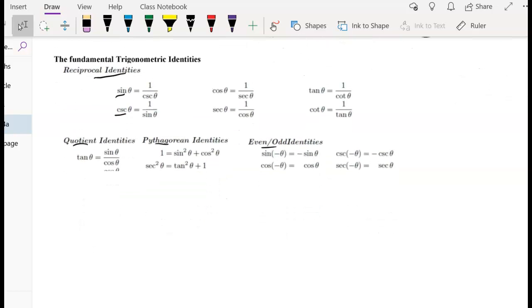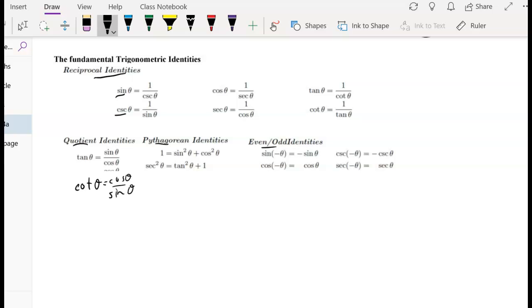The page got cut off a little bit here, but we've got 2 quotient identities that we need to know. We've got the tangent of theta, which you can see here, and we've also got the cotangent of theta, which we know is the reciprocal of the tangent, so it's going to be the cosine theta over the sine of theta.